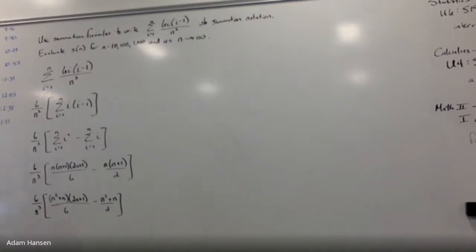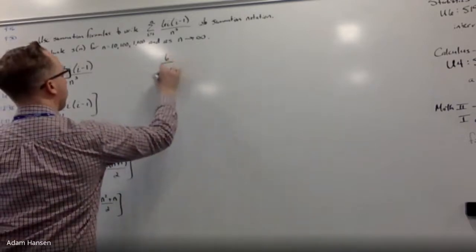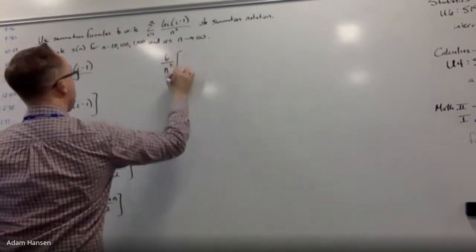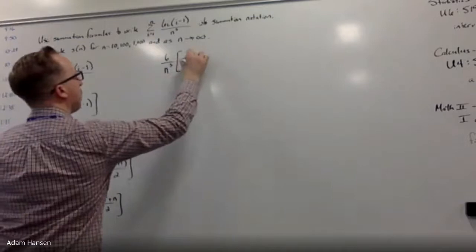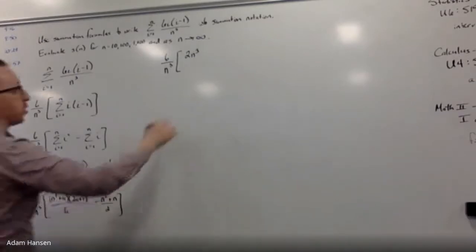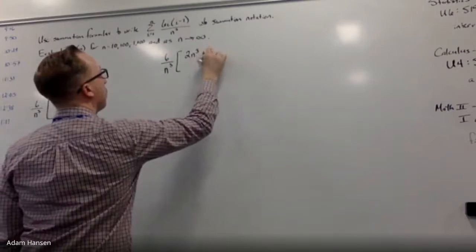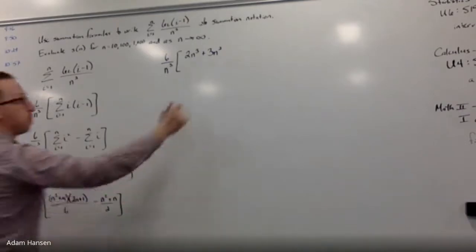Let's keep expanding (n squared plus n) times (2n plus 1). n squared times 2n would be 2n cubed. n squared times 1 is n squared. n times 2n is 2n squared. n squared plus 2n squared is 3n squared. 1 times n is n.